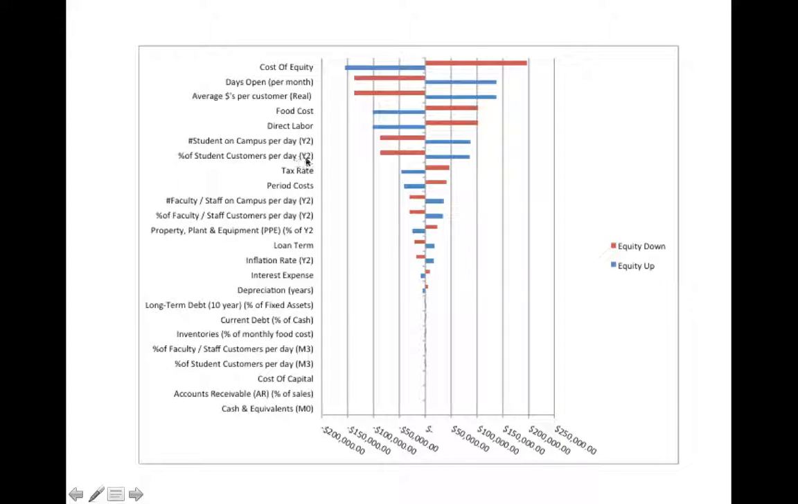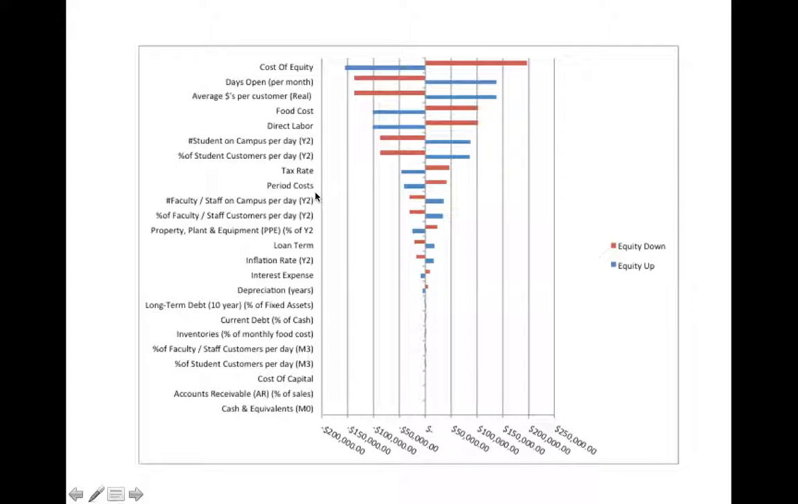So we assumed that 20% of the students that are on campus in a particular day would eat at our establishment at least once per day. And again, we're open enough for 3 meals a day, and so that's kind of the base. And the rest of these are relatively minor. They swing the overall value by less than $50,000 in terms of the value of the equity.